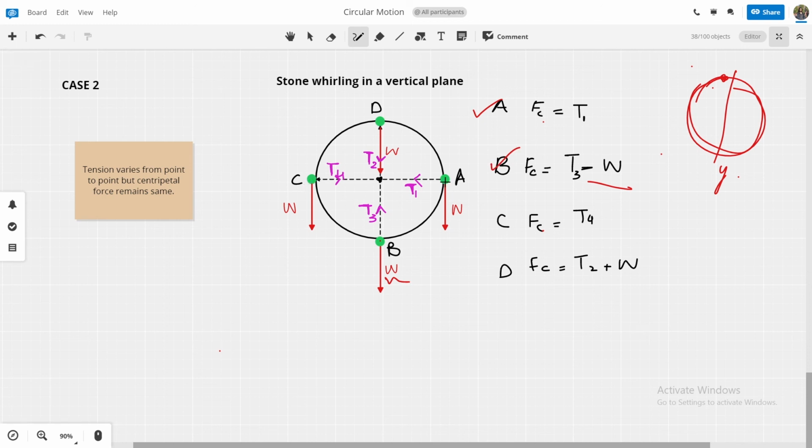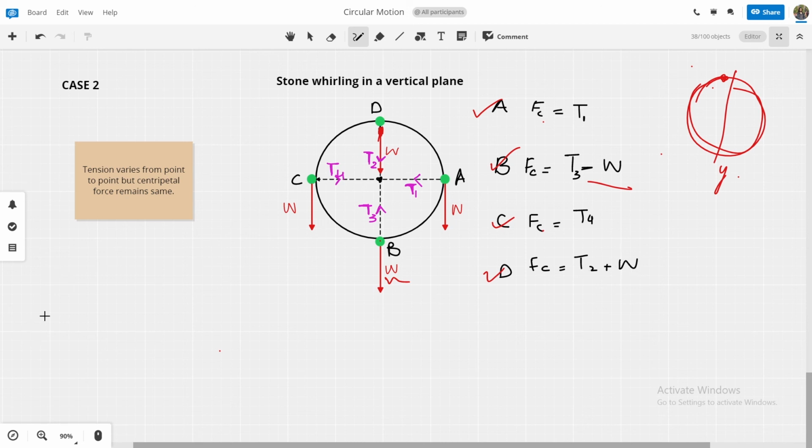At C, it's the same case as A. T4 provides the centripetal force. At D, it's the opposite of B, which means that weight and tension are both acting in the same direction, right? So they both must be providing the centripetal force. So at D, T2 plus weight provides the centripetal force.